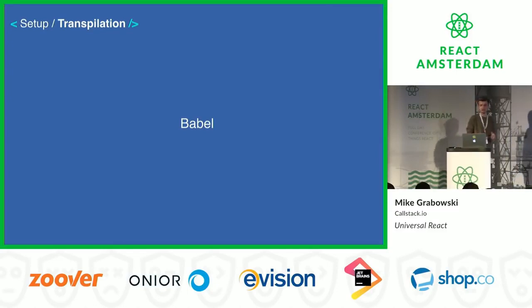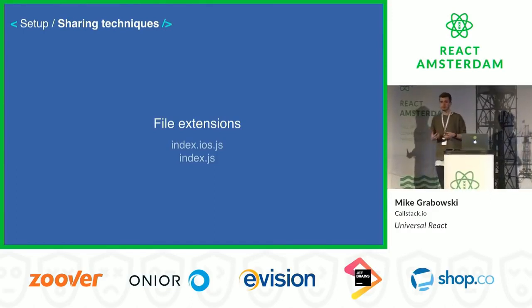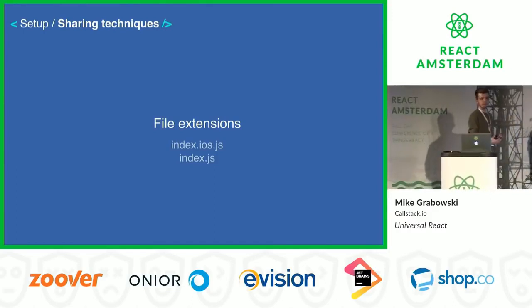So now that we have a foundation for sharing our code set up, let's take a look at common techniques for doing so. The most important and the most basic approach is to use platform extensions, such as the ones that are allowed by React Native Packager. This is crucial for creating cross-platform experiences. It allows people to override default implementations by creating platform-specific files.